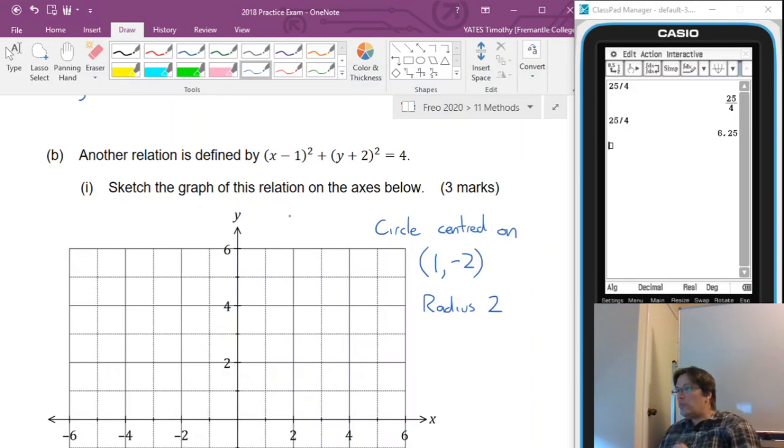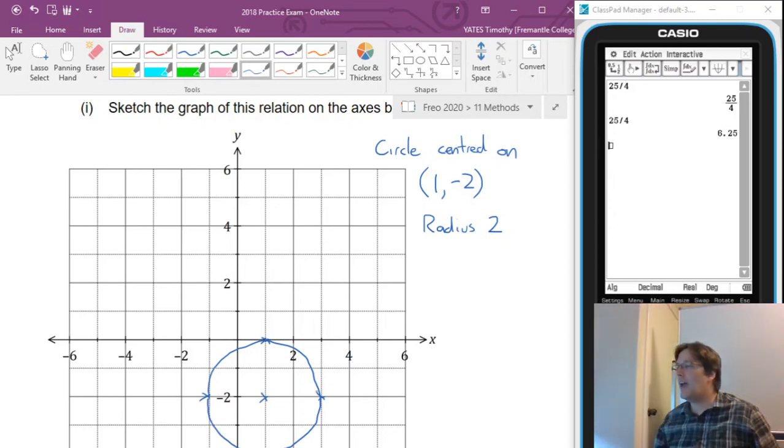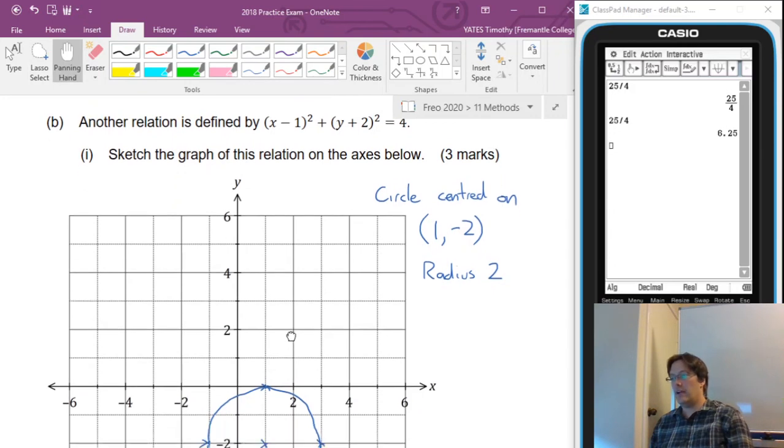So let's plot a few points before we actually get started. It's going to be centered on (1, negative 2), so this is going to be the center. It's got a radius of 2, so let's mark all the points 2 away from that. There we go. So all we have to do is just sketch a quick circle. It doesn't even need to be accurate. You just need to make it very plain that it has a radius of 2 and a center of (1, -2). And so that should really be 3 very easy marks right there.